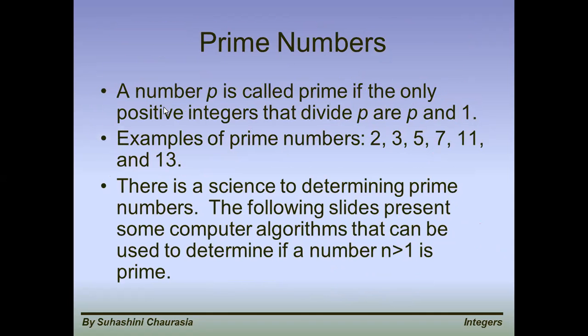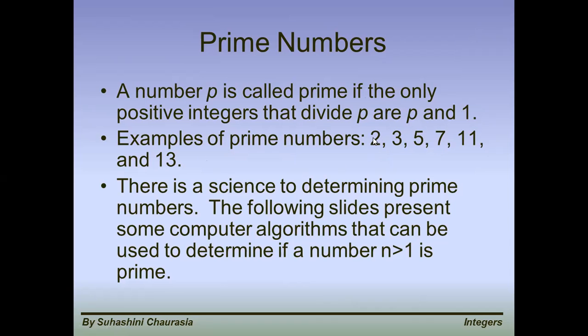Prime numbers. A number P is called prime if the only positive integers that divide P are P and 1. What is a prime number? A prime number is a number which is divisible by itself and only 1. So a number P is called a prime if it is divisible by itself, that is P, and by 1. For example, the prime numbers are 2, 3, 5, 7, 11 and 13.